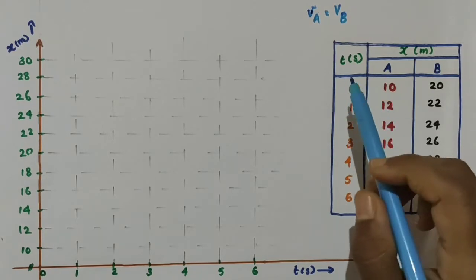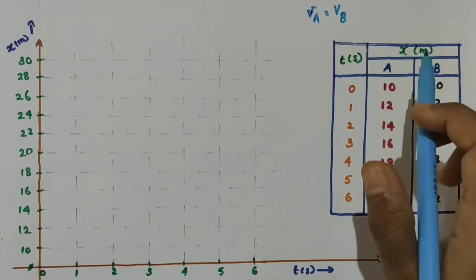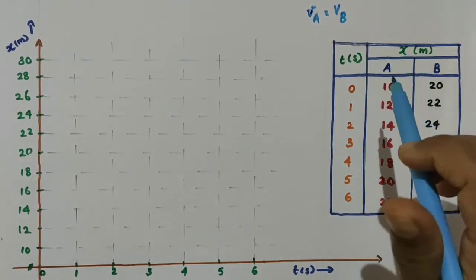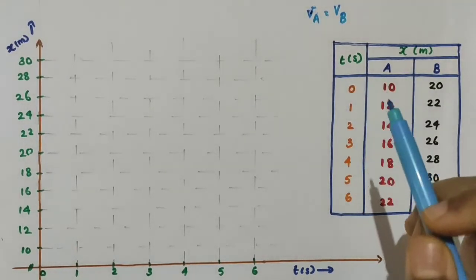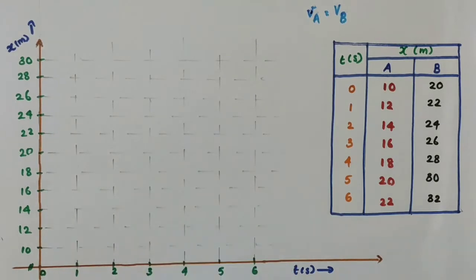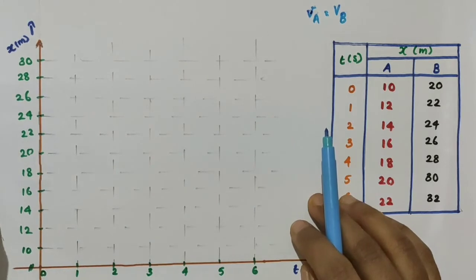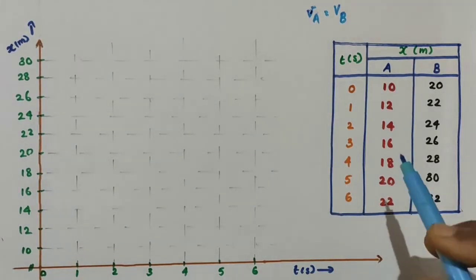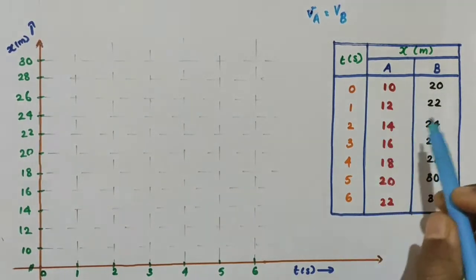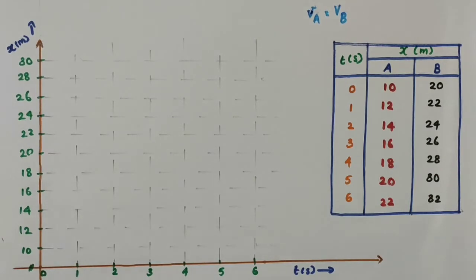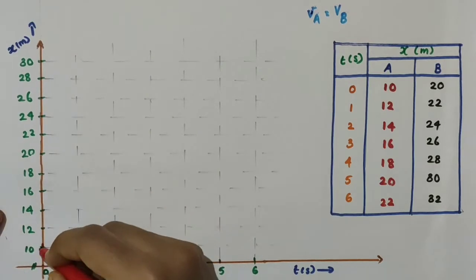So you see, here I have taken this table, where we have the time in seconds and the position in meters for the objects A and B. Using this table, we are going to draw the position-time graph of two objects A and B moving with the same speed, VA equal to VB. Initially, at t equal to 0 seconds, A is at 10 meters and B is at 20 meters. So at 0 seconds, 10 meters here.